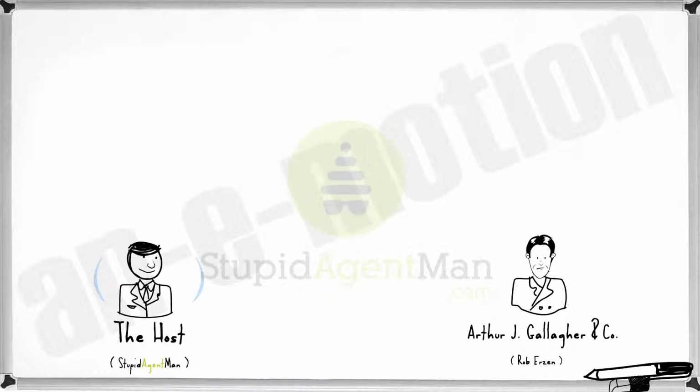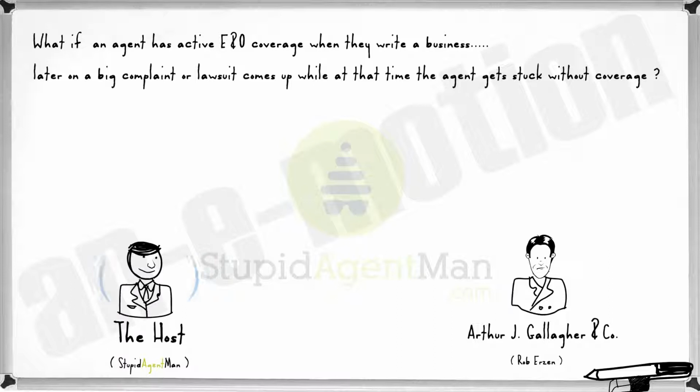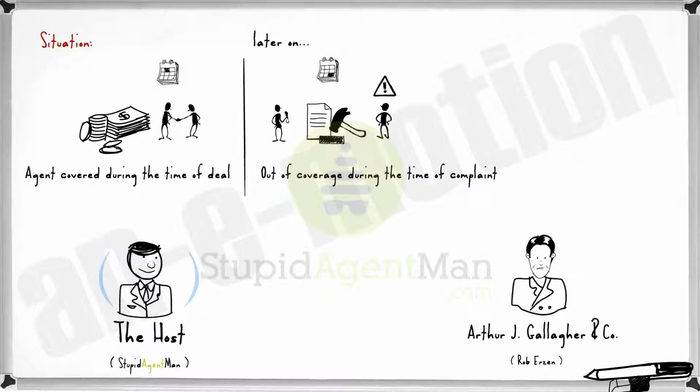Okay. And I have a specific question that I've never been clear on, and I want to ask it. Let me see if I can make sense of it. What if an agent has active E&O coverage, they write a piece of business, not only write it, but it's issued and paid and it's in force while they have coverage, and say maybe 18 months later or whenever down the road, the big complaint comes up, lawsuit, whatever it is, and for some reason that agent got stuck without coverage at the time of the complaint. What happens in that situation?